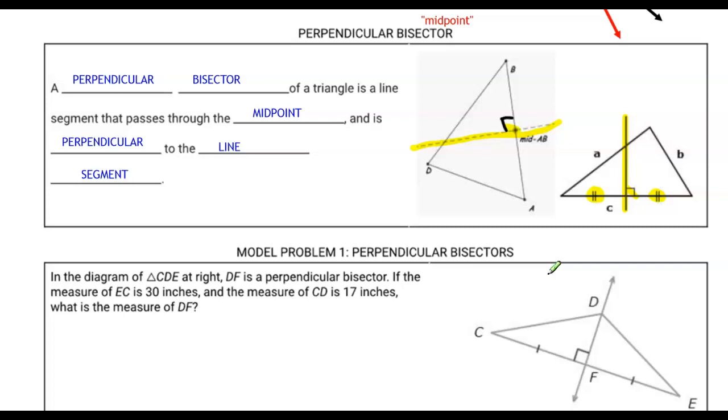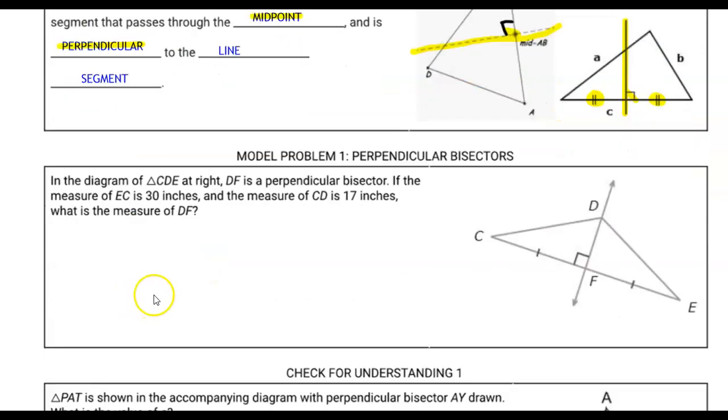The good thing is, once you know that a line segment is a perpendicular bisector, you know those two things automatically. You know that we're looking at a midpoint, and you know that it's going to be perpendicular to the line segment. In other words, it's going to have right angles. Let's take a look at model problem number 1.